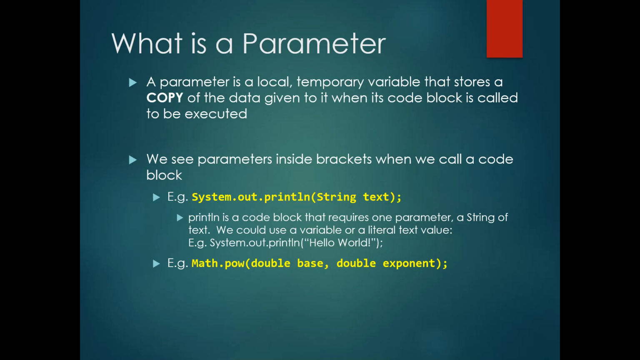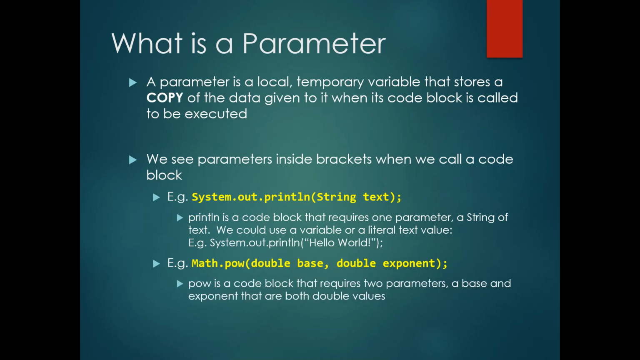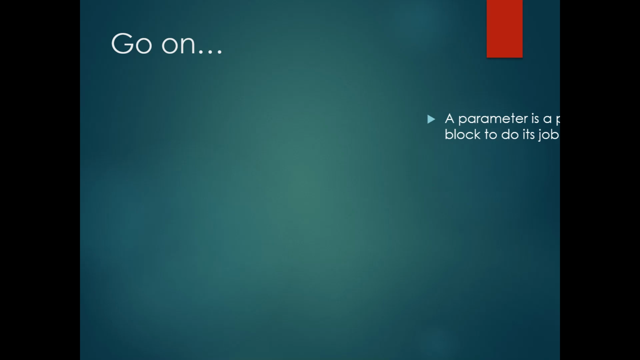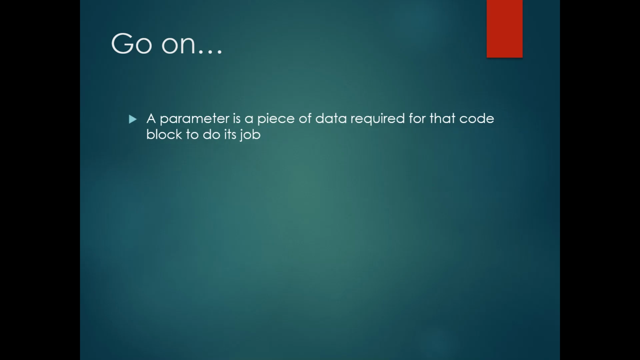Now here's more examples. Math.pow, we have double base, double exponent. So it requires 2 double values. And yes, order matters. We're going to come back to this in a second. So pow is a code block that requires 2 parameters, a base and an exponent, and both of those are doubles. So what do we mean? Okay. Basically, a parameter is a piece of data required for that code block to do its job. If we don't give it that data, it can't do its job.